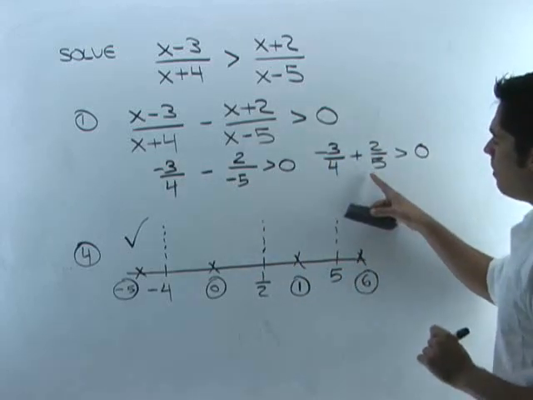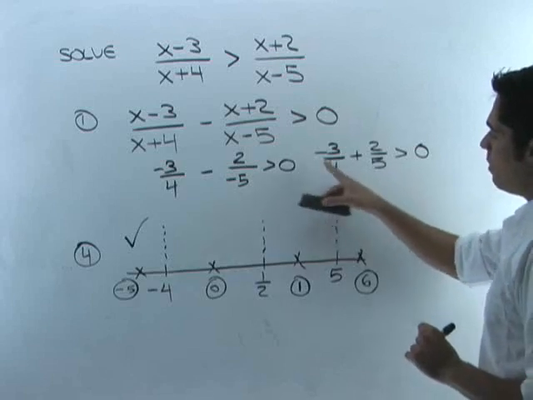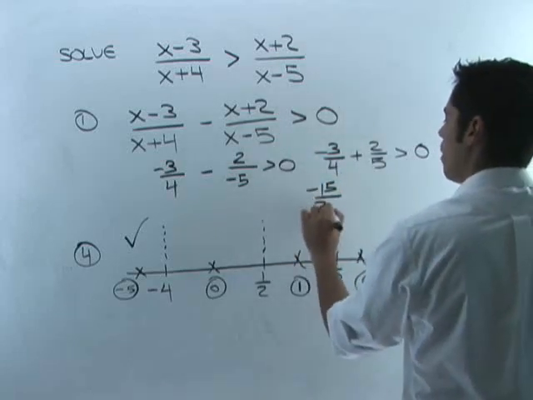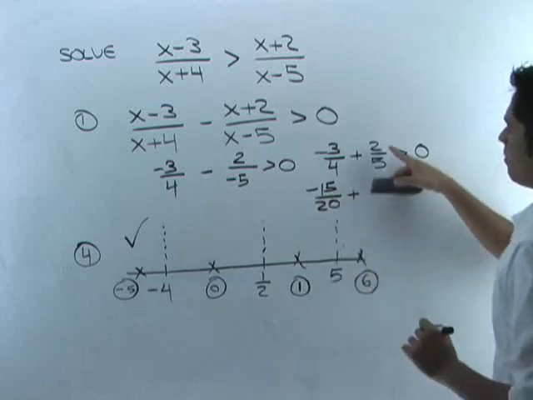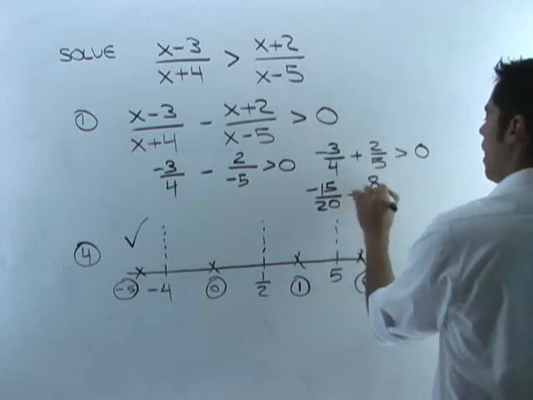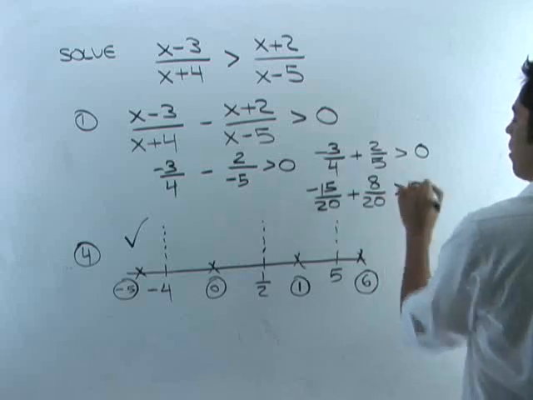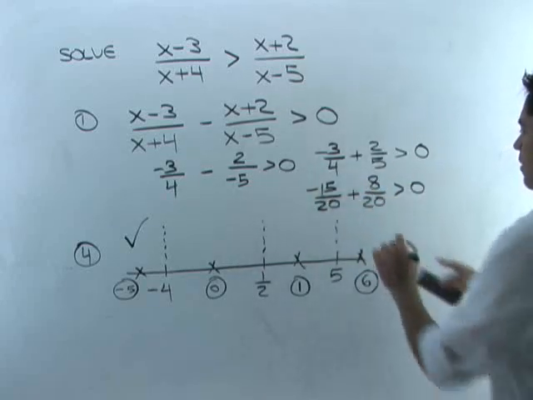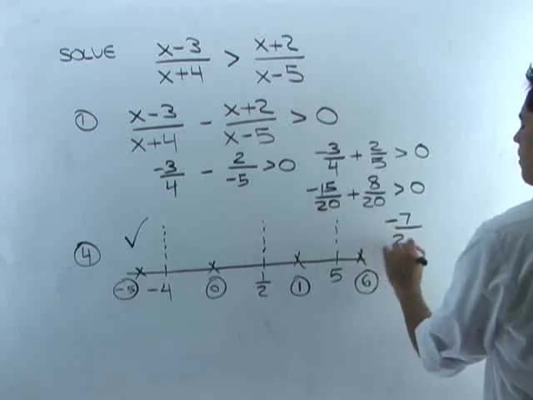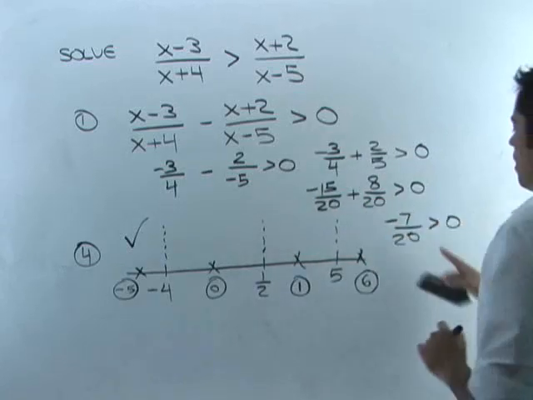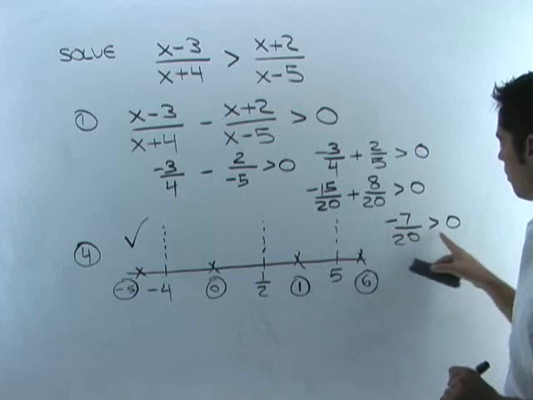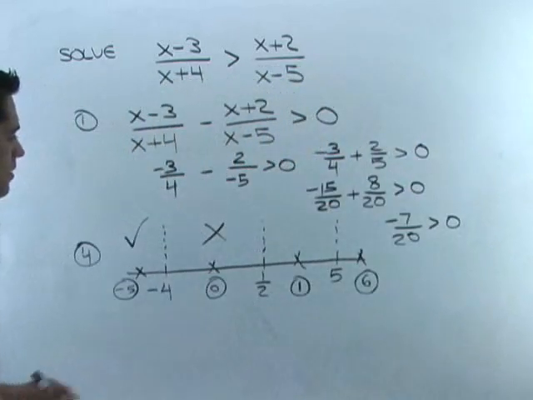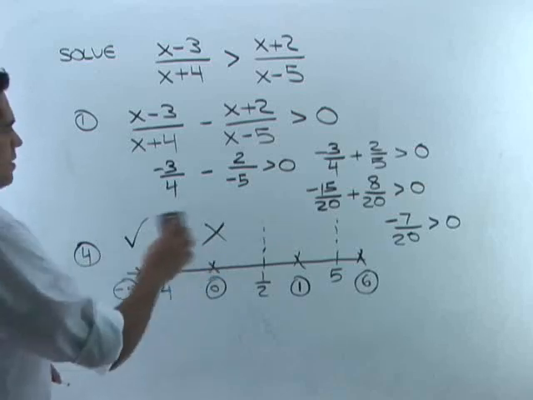Now we'll get a common denominator, which will be 20. So I multiply top and bottom here by 5, negative 15 over 20. Plus, now here I multiply top and bottom by 4, 8 over 20, greater than 0. If you combine these two together, negative 15 plus 8 gives us negative 7 over our common denominator 20, is greater than 0. This is not true, right? A negative number is not greater than 0, so this region is no. Now 2 more. Plug in 1, then plug in 6.